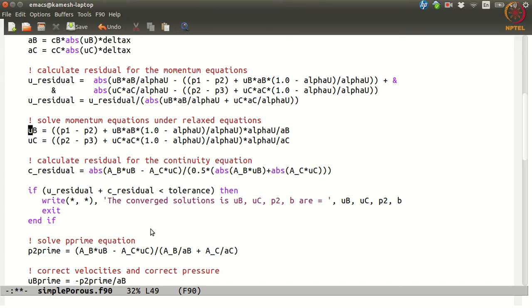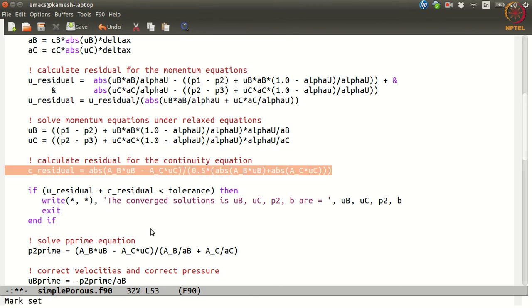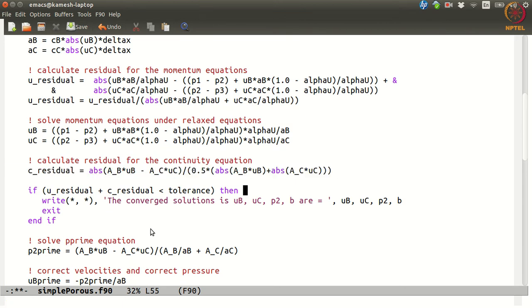Once we obtain this, we have new values for UB star and UC star. Then let us calculate the value of the continuity equation. The continuity equation is nothing but AB UB minus AC UC. Let us also not worry about this residual at the moment. We know that we will exit this loop if the sum of the residuals is less than the tolerance we have specified. Then we say that the solution is converged. We will come back to what this residual is and why we are using it as a check.